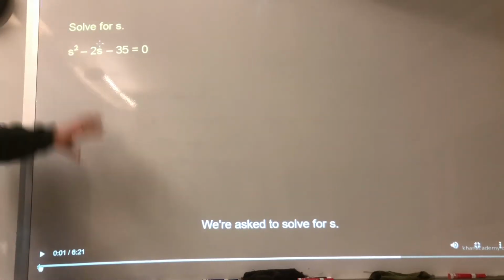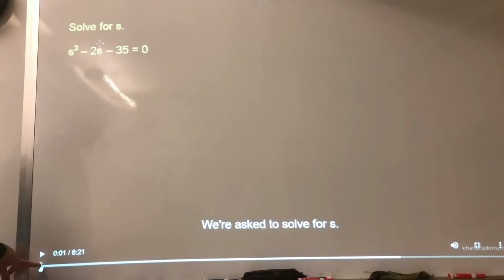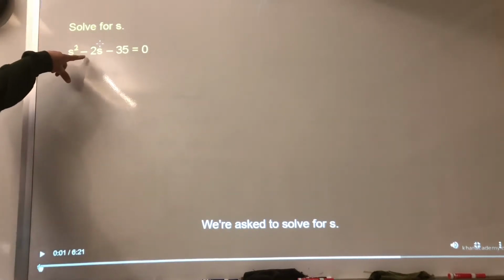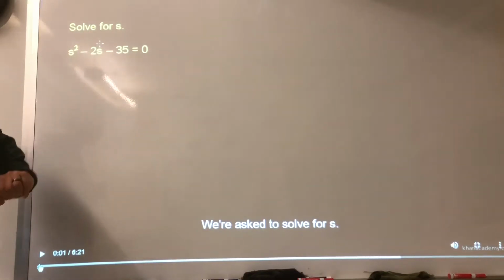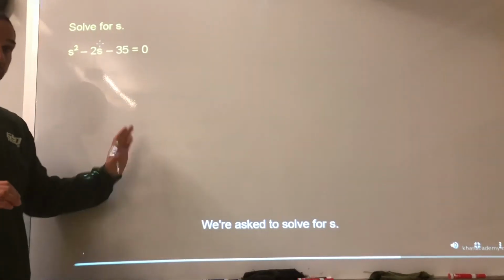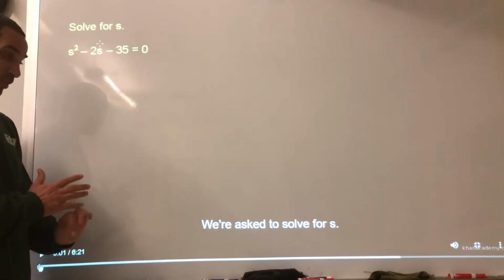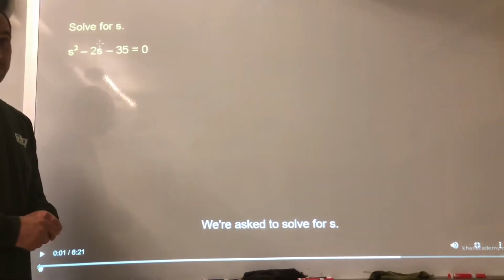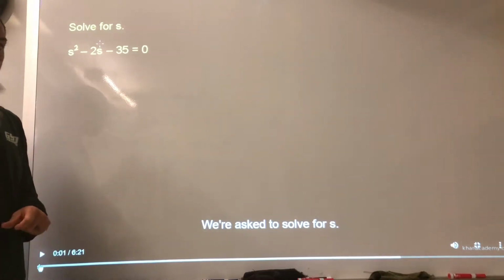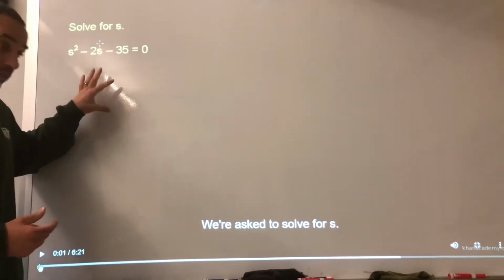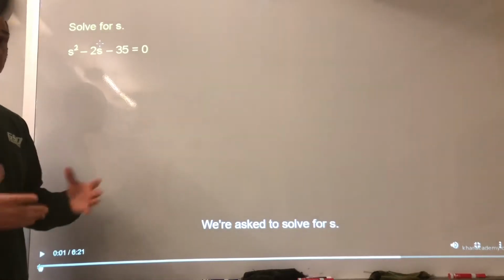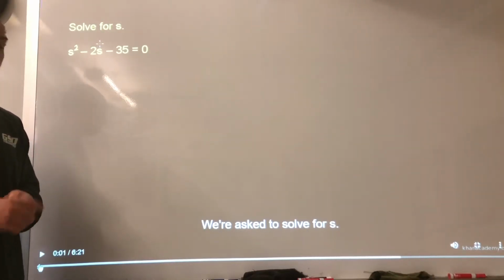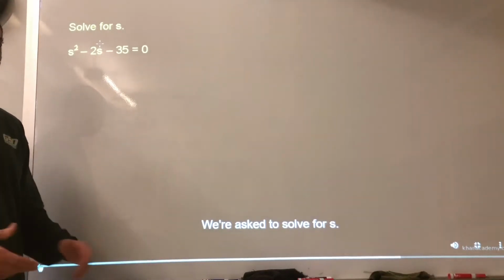I've stopped it at 1 second. It basically says we're solving for s squared minus 2s minus 35 equals 0. If you know how to solve this, then you should, right at this point, pause the video and solve. After you're done solving, start the video and just verify that they've done everything that you thought they would do, that it's exactly what you thought, and you ended up with the correct answer and everything is awesome.